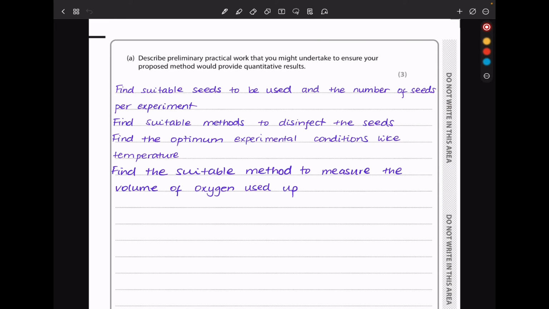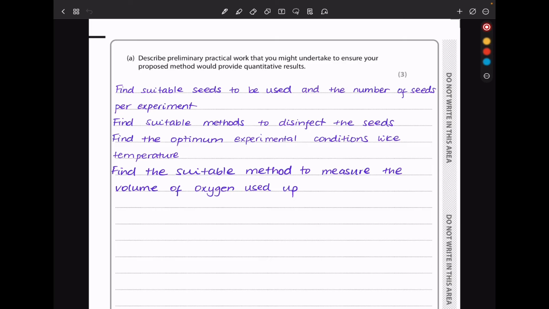The first part of question 4 says describe preliminary practical work that you might undertake to ensure your proposed method will provide quantitative results. If we are planning, we need to find a suitable temperature or optimum conditions, I would say, like temperature as well as moisture for germination to take place. We need to find suitable seeds. How many seeds are we going to use per study, or find the mass of the seeds?